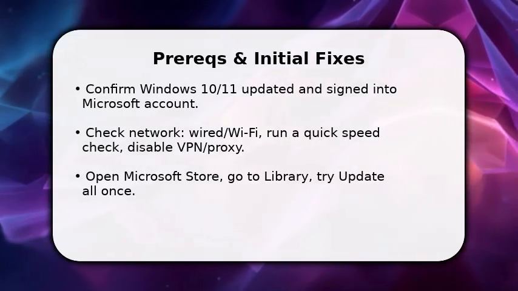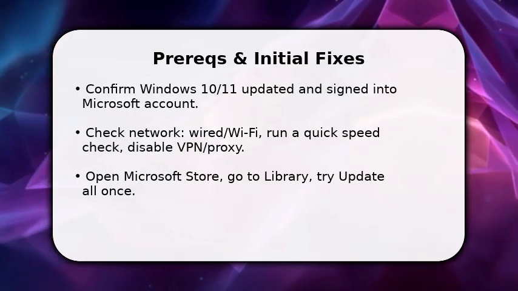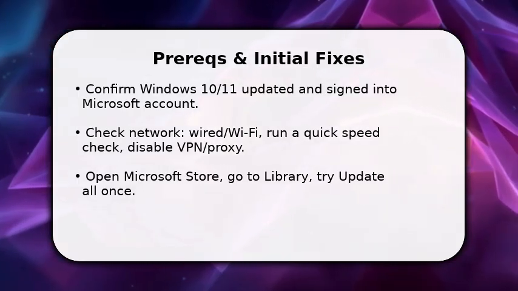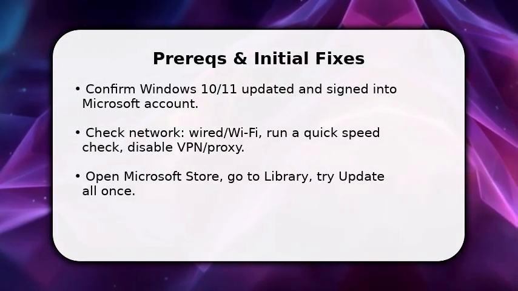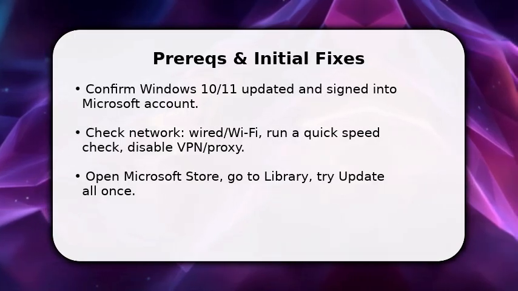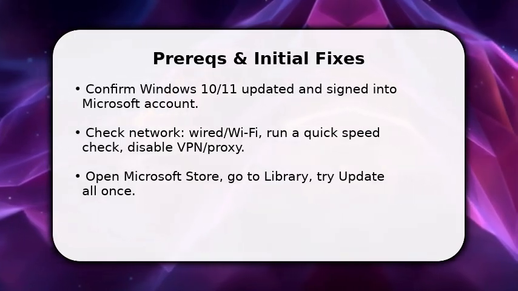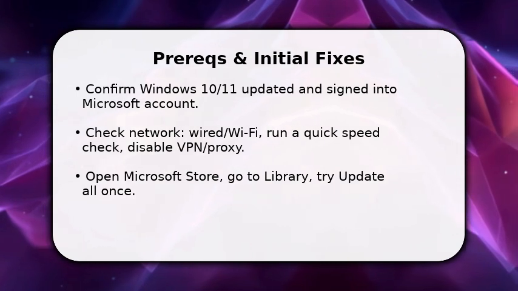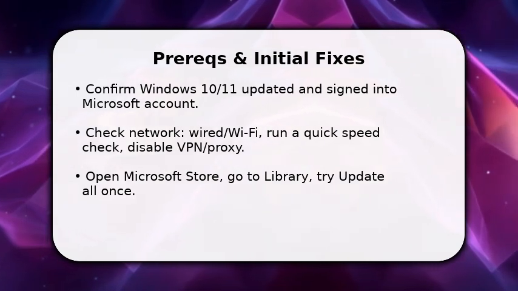Then open Microsoft Store and go straight to Library. Hit Update All to test. If updates fail immediately, note the exact error code and proceed. Don't reboot yet. We'll clear caches and services next to avoid repeating the same transient errors.